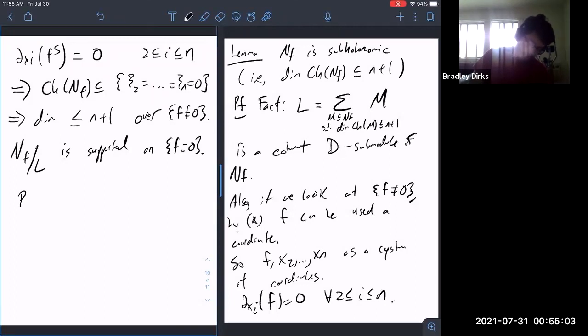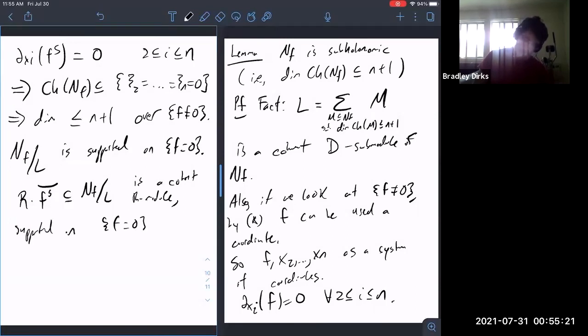So if we look at R times f^s, this symbol, the R-module generated by this symbol contained in N_f over L, this is a coherent R-module which is supported on f equals 0. So that implies it's killed by some f^k. This is like a Nullstellensatz type thing, for k greater than or equal to 1. And so that means f^k times f^s is in this module L.